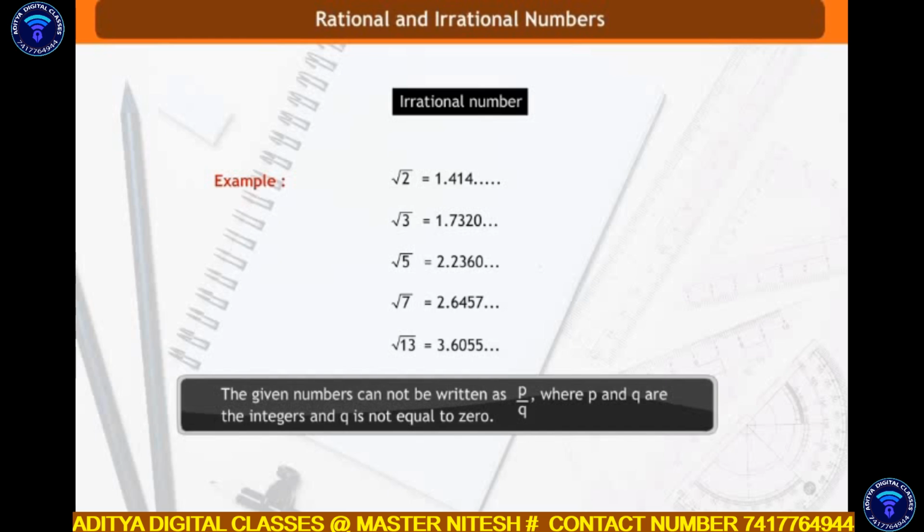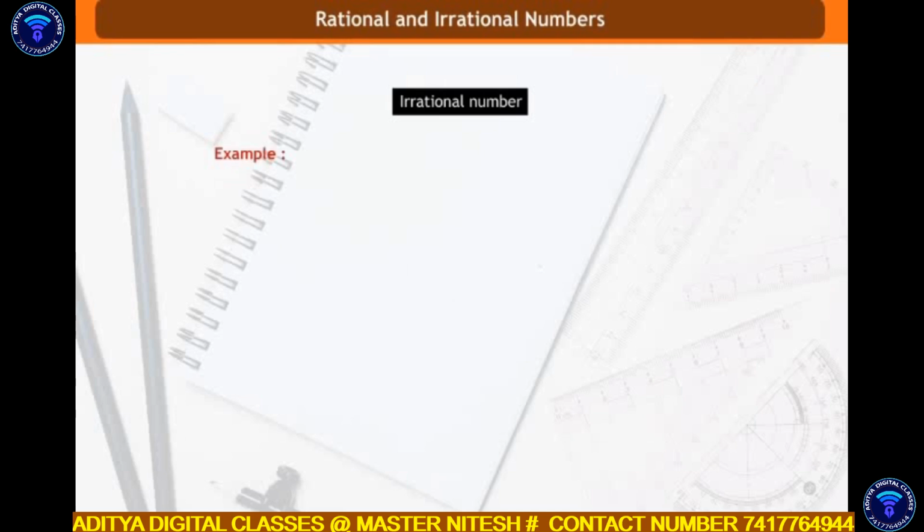The given numbers cannot be written as p by q, where p and q are integers and q is not equal to 0. Let us consider an example. The decimal expansion of this number is non-terminating and repetitive. Repetition of 896. Hence this is a rational number. It looks like a non-terminating and repeating decimal number.